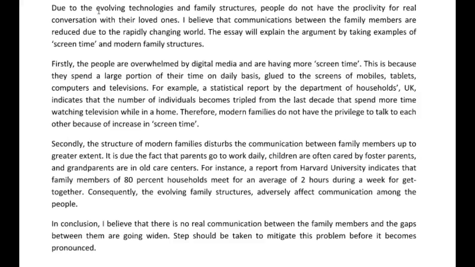Done. "I believe that communication between families or within families would be good actually." "I believe that communication within families has been reduced due to the rapidly changing world." But you have already said that there. Careful of repetition. Maybe a general topic sentence and then an opinion sentence.